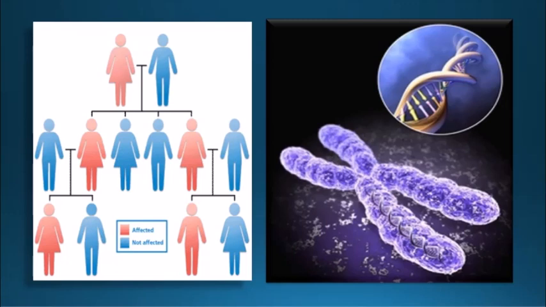Now, do you all know what is heredity? Heredity is the transfer of characteristics from parents to offspring. So all characters that get transferred from the parents to us is called heredity. For example, the eye color, the hair color, the skin color and many other characteristics are transferred from the parents to the offspring.